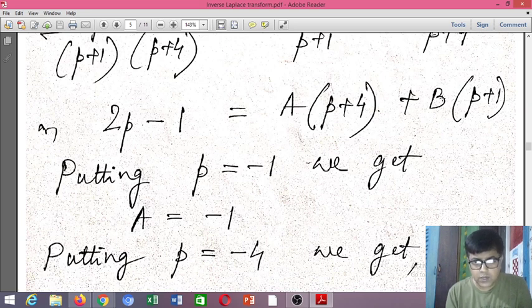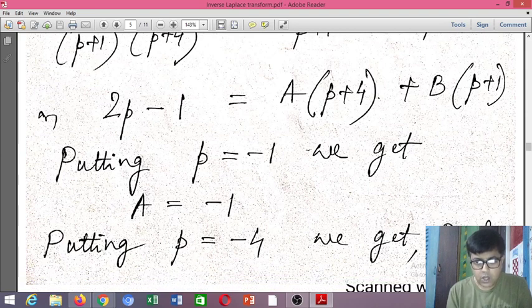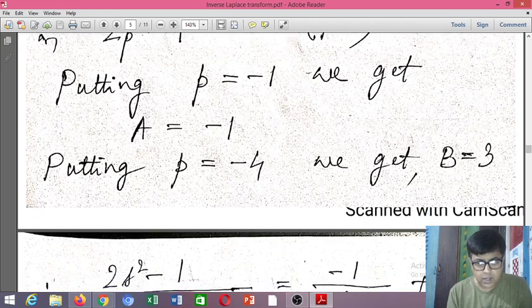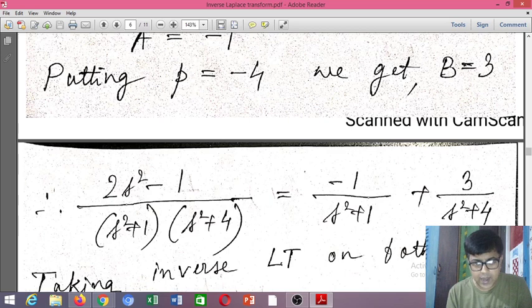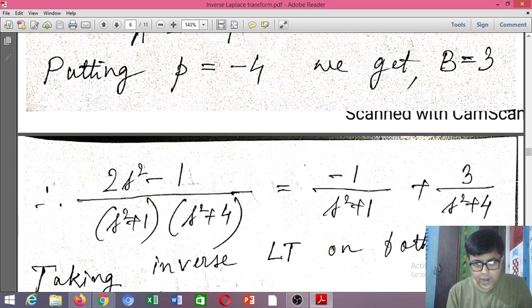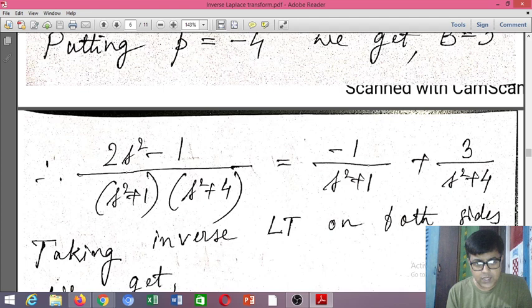And then we need to get the value of b. So we have to eliminate a, and to eliminate a we make this term 0. That means we put p equal to minus 4, and the moment you put p equal to minus 4, you get the value of b equal to 3. So the constants are obtained. Once the constants are obtained, they are put back into the partial fraction that we wrote earlier, and we get (2s square minus 1) divided by (s square plus 1) into (s square plus 4) equal to minus 1 by (s square plus 1) plus 3 by (s square plus 4).